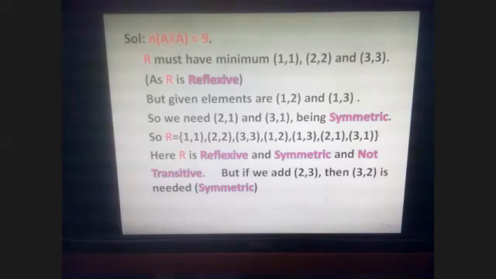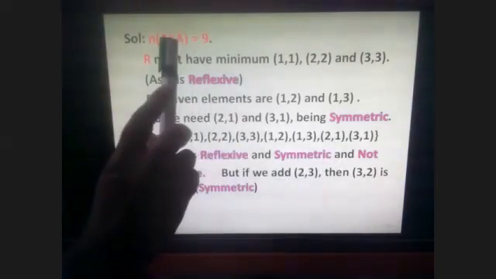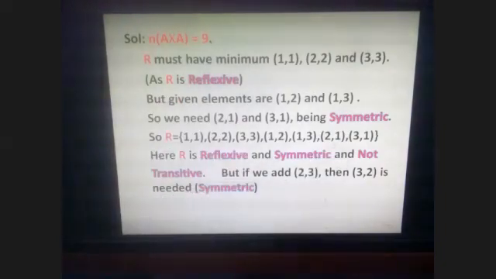Once you add (2, 3) and (3, 2), you have added 2 more elements. Here I have listed 7, and 2 more elements listed makes it 9. That is as good as A cross A. But A cross A is reflexive, symmetric, and transitive, which we don't need. Why is it transitive? Because there are 9 elements. That is A cross A, which we don't need.